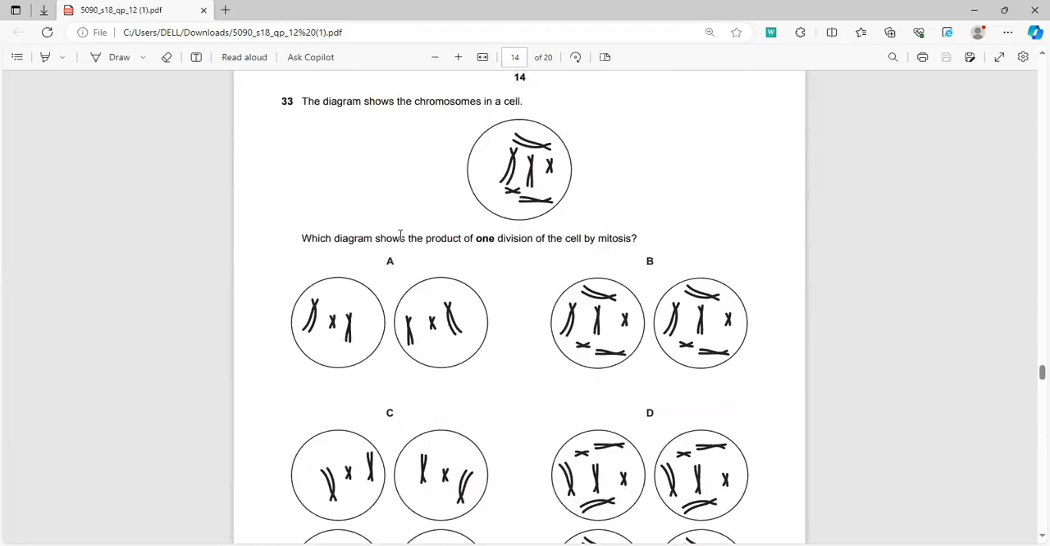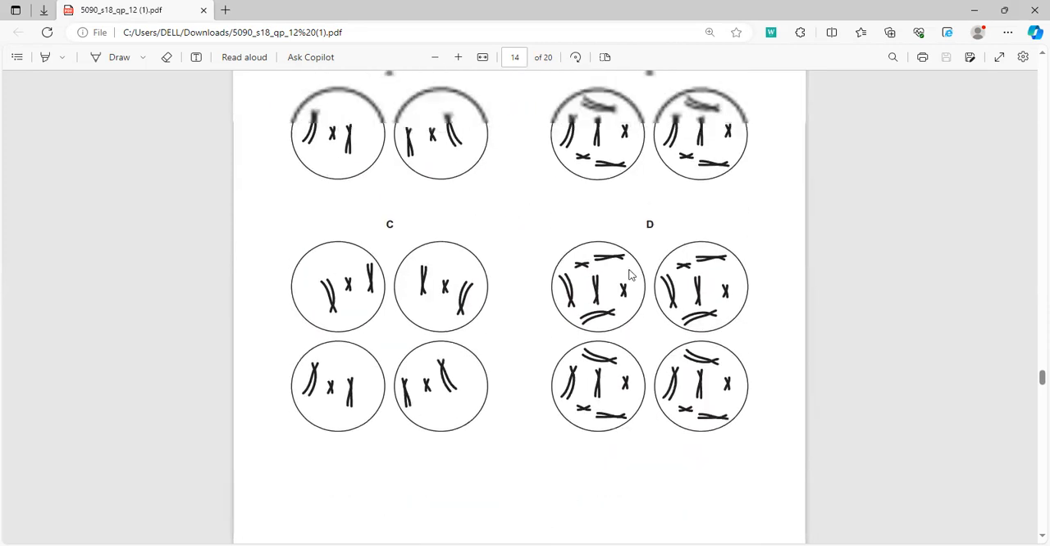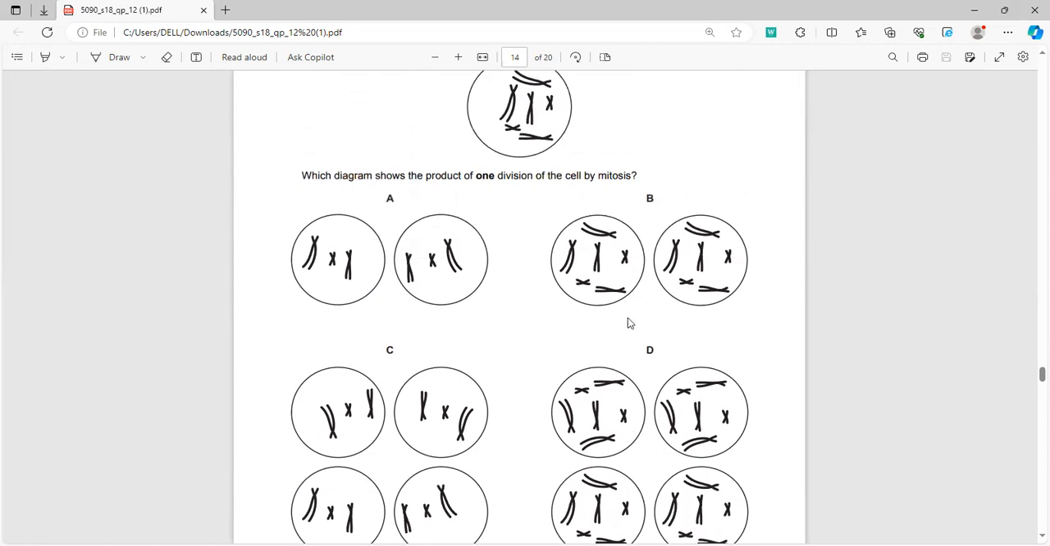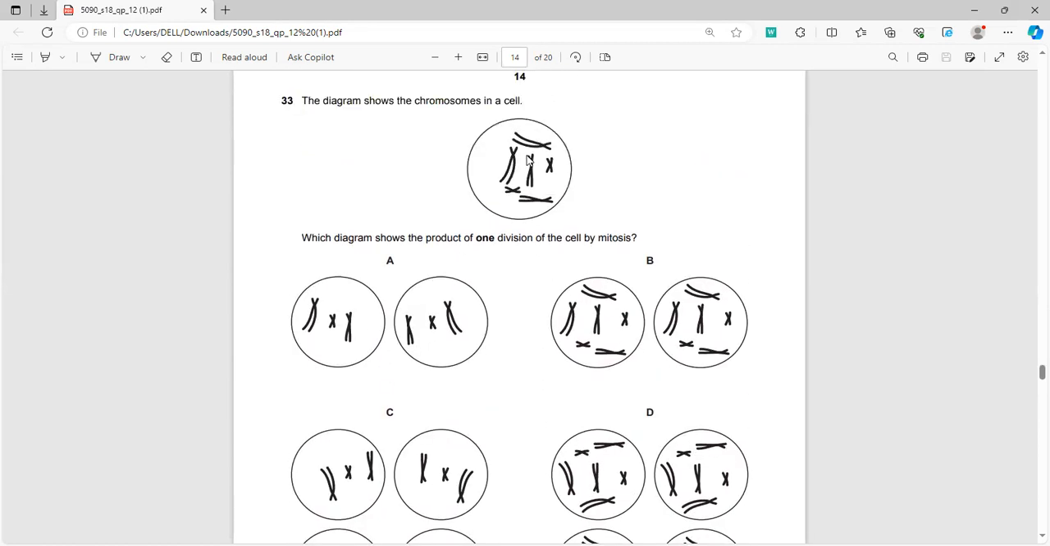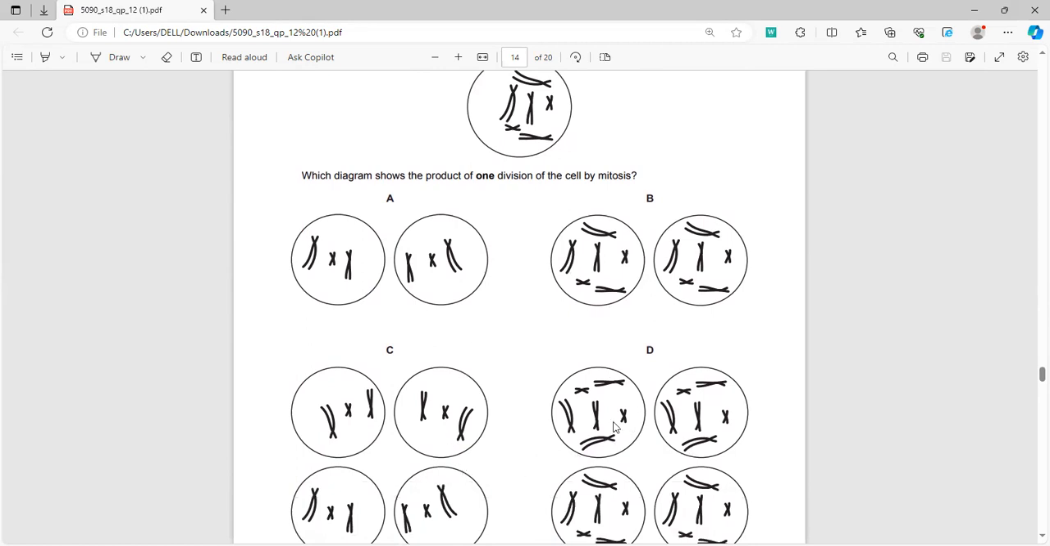Which diagram shows the product of one division of the cell by mitosis? Now you need to know that the daughter cells which will be produced will be exactly identical to it. So the correct option should be in this case D. Oh, sorry, because I forgot to tell you that mitosis produces cell division by two, whereas meiosis produces four. So the correct option will be B.